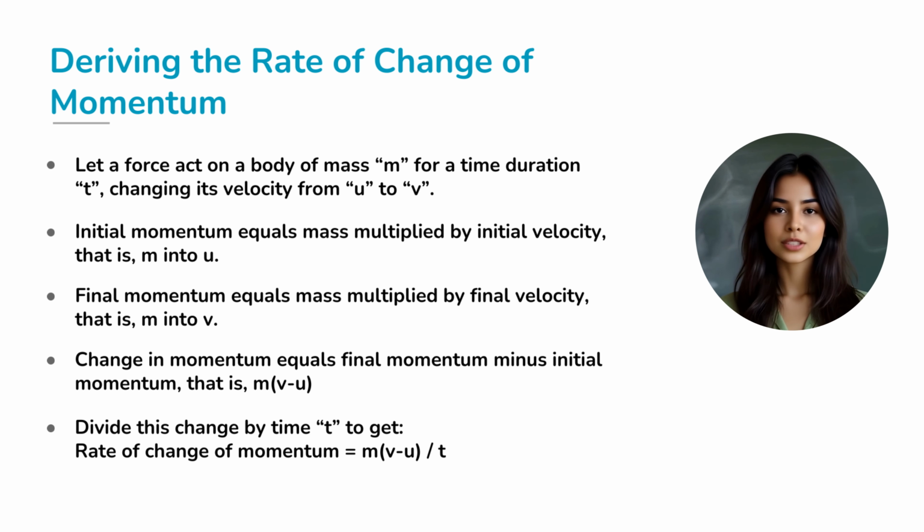Hold on, this looks familiar, doesn't it? Because v minus u divided by t is the formula for acceleration. So, this becomes m into a. And there you have it, the rate of change of momentum equals mass into acceleration.